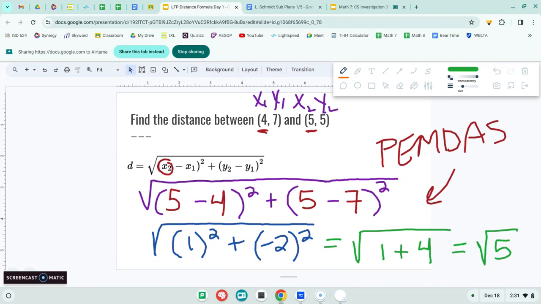Your last step is doing that square root. So my distance is approximately 2.24. I rounded to the nearest hundredth. So 2.24 is the approximation for the distance between these 2 points.